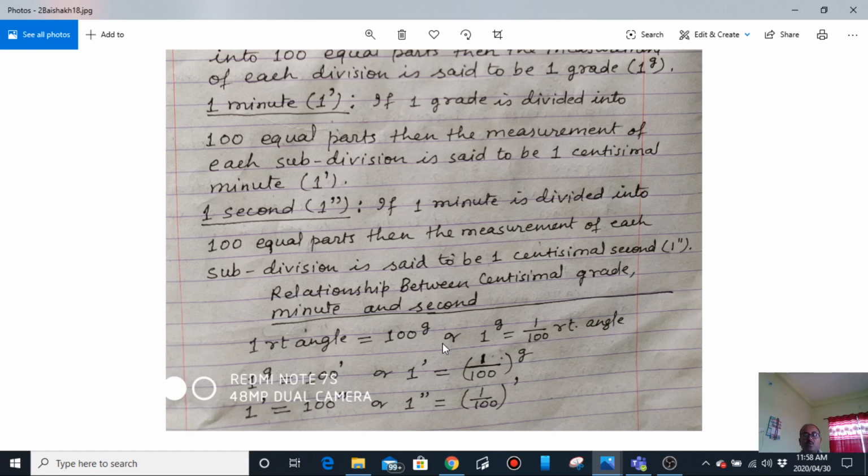Okay. So today's homework is memorize all the definitions and understand these mathematical relationships.